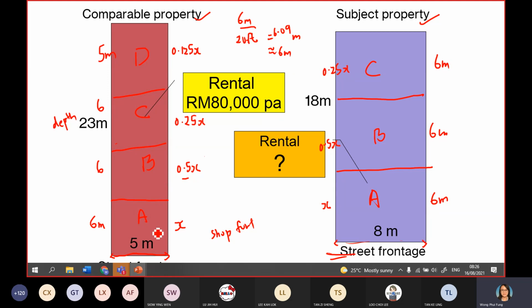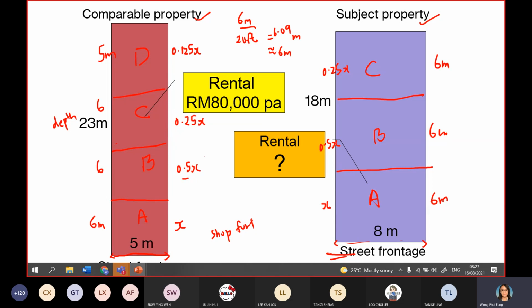Because if the shop is too long, maybe people will just stop at A, B rather than go to C, D. So that's why A, B is very important. They need to place a lot of nice displays in A, B so that they can attract people to go in and continue to venture to the back. So that is the reason why we assume A is X, B is half of X, and similarly for the rest. Remember, divide the zone by every 6 meters, and zone A near the frontage should be X, then 0.5X and subsequently.